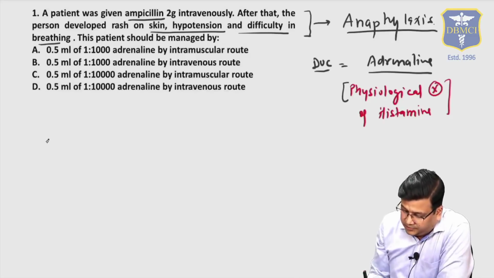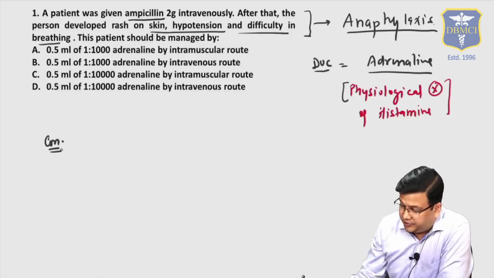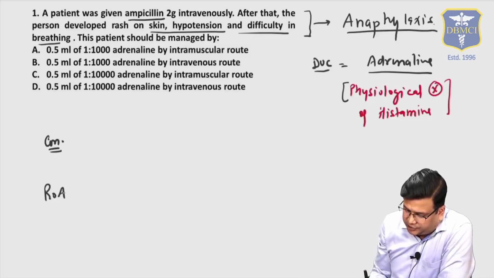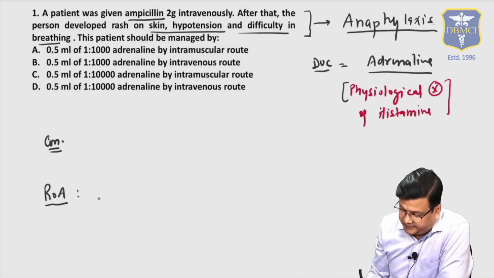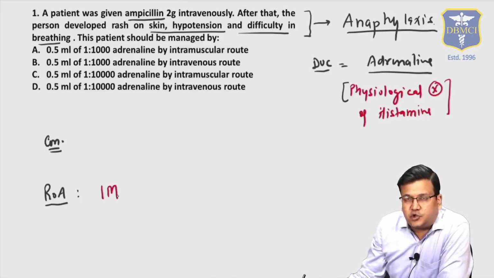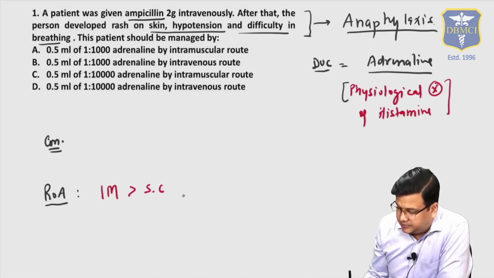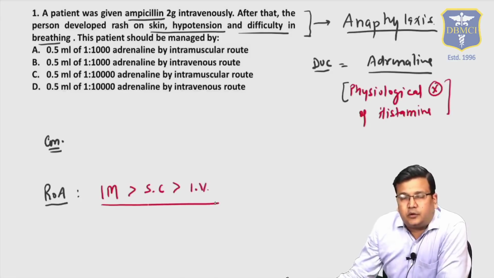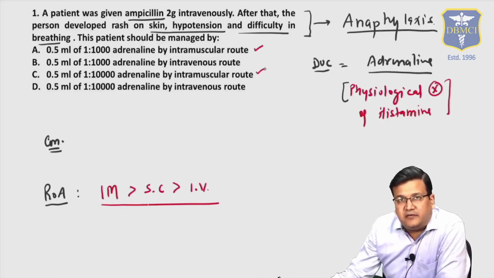Second, the concentration to be given. Concentration would depend on the route of administration. So what is the route of administration? That also we need to consider. The route of administration of adrenaline in anaphylaxis, the preferred route is intramuscular. Intramuscular is the best route, followed by subcutaneous, and if the condition is unresponsive, then as the last resort only IV adrenaline can be used. So we are looking at adrenaline given intramuscularly. Out of the given options, option A and option C are given as intramuscular.